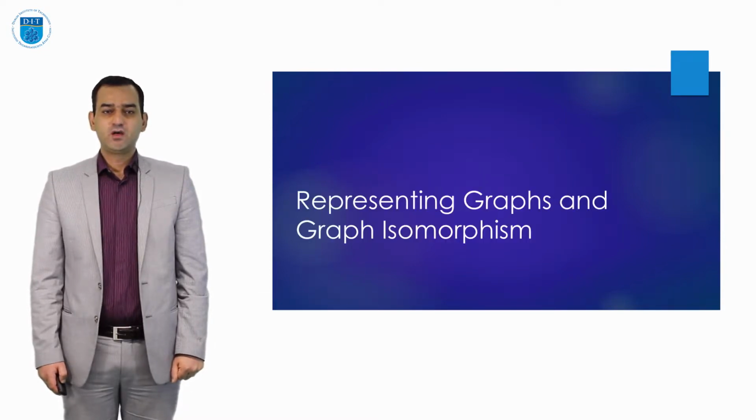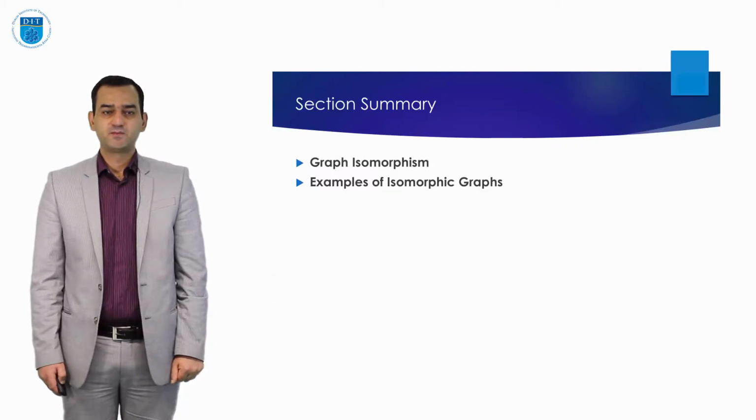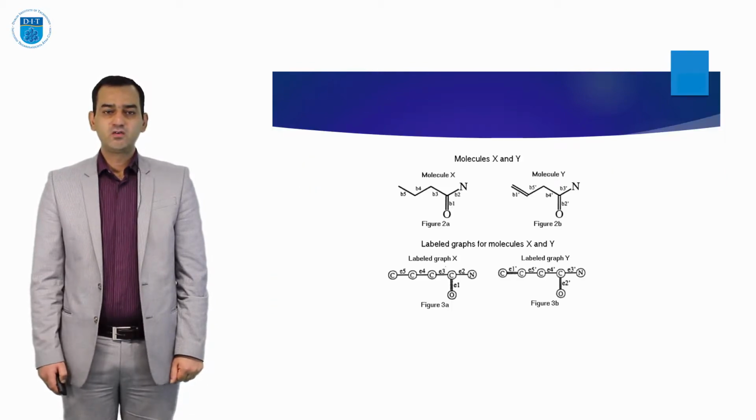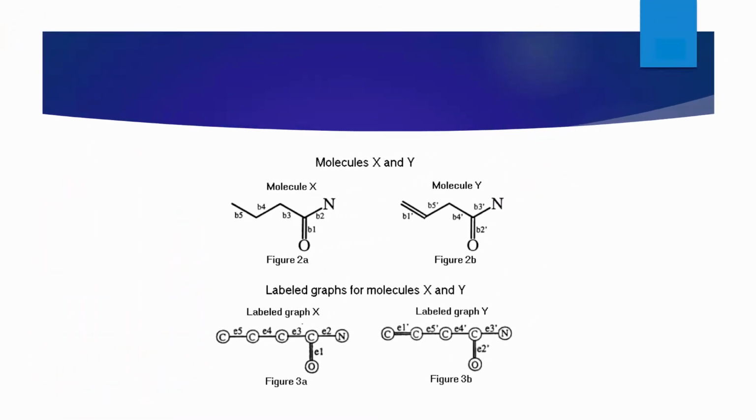In this video we are going to discuss representing a graph and the graph's isomorphism. We often need to know whether it is possible to draw two graphs in the same way. That is, do the graphs have the same structure when we ignore the identities of their vertices?